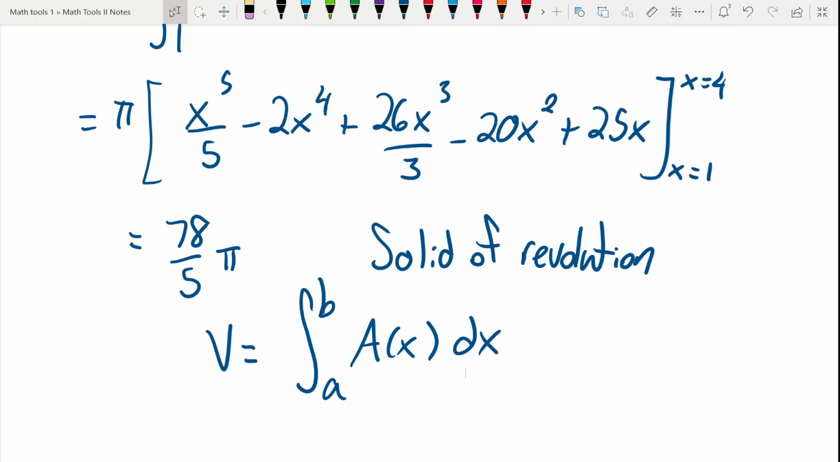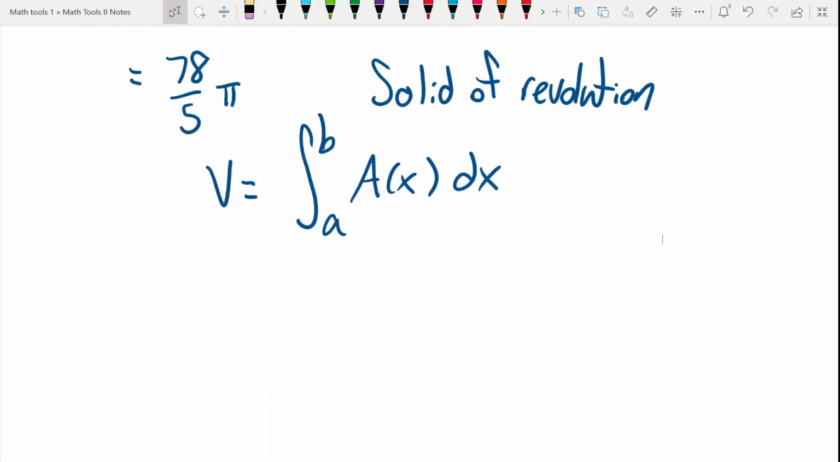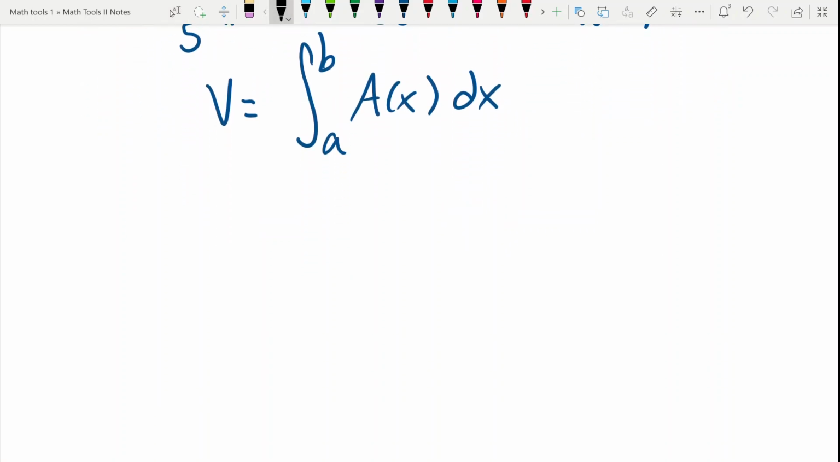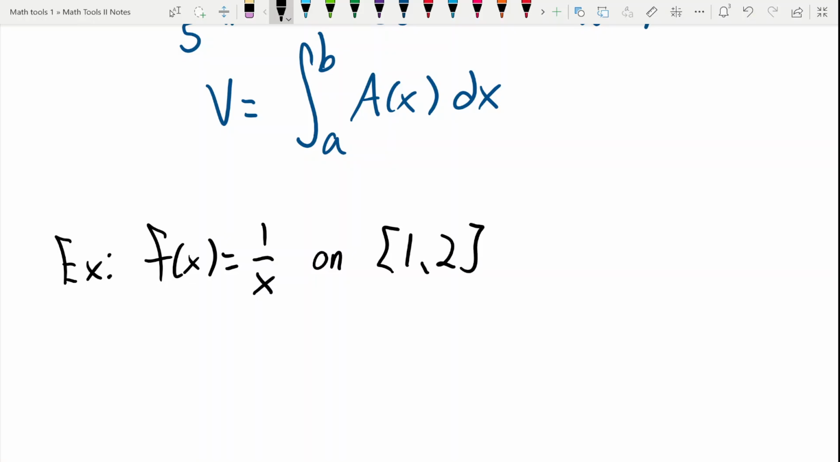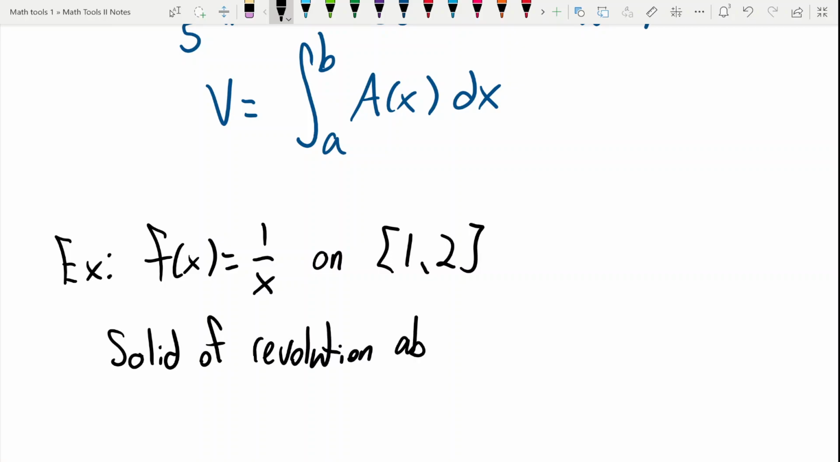So let's just do one more example here. We don't necessarily want to have to draw this every time. How would we do this without drawing it? So what if we take the function 1 over x on the interval 1 to 2, and we find the solid of revolution about the x-axis. I say about the x-axis because sometimes they want to do it about the y-axis, or maybe even a different axis, like the line y equals x. And the idea is still the same, where you find a cross section.